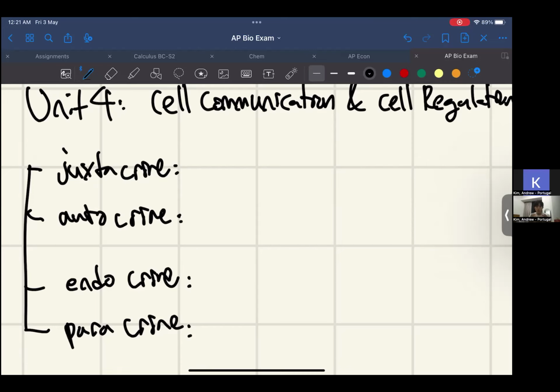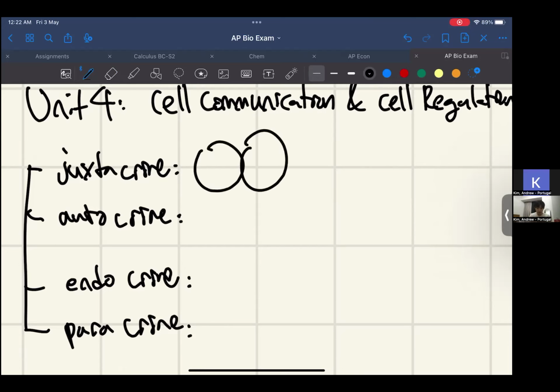Well, in English class, you would have learned that juxtaposition is when two items or two concepts are right next to each other, side by side. Then you call that a juxtaposition. Juxta means side by side or touching or tangent. So juxtacrine would be a communication between two cells that are literally touching each other.